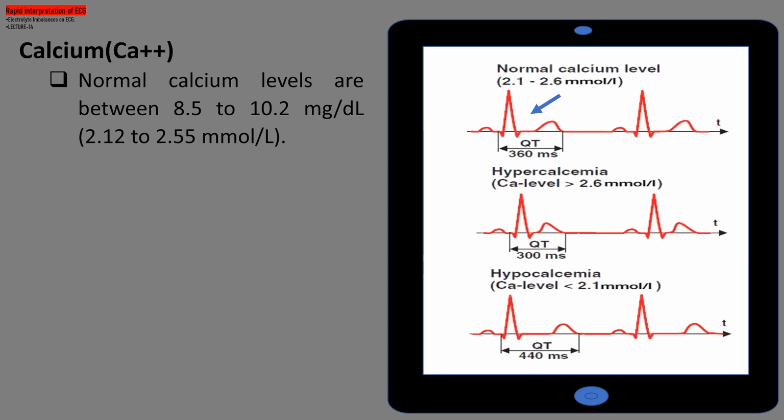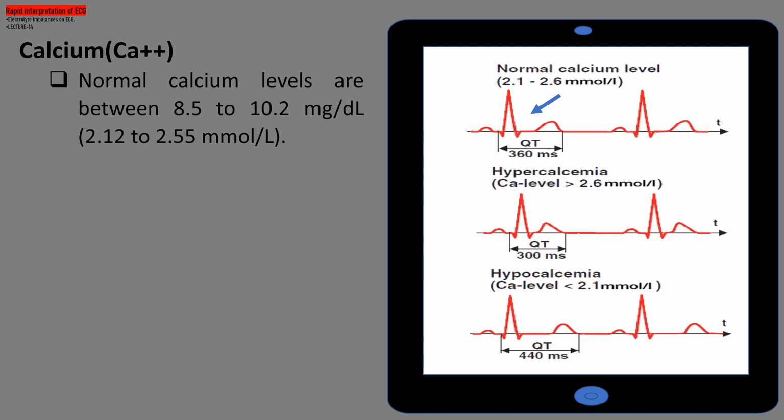Recall what role calcium plays in depolarization? Normal calcium levels in the blood are typically between 8.5 to 10.2 mg per deciliter or 2.12 to 2.55 millimol per liter. During depolarization, calcium ions enter the cardiac cells, contributing to the plateau phase of the action potential. This influx of calcium is crucial for maintaining the action potential and triggering muscle contraction in the heart.